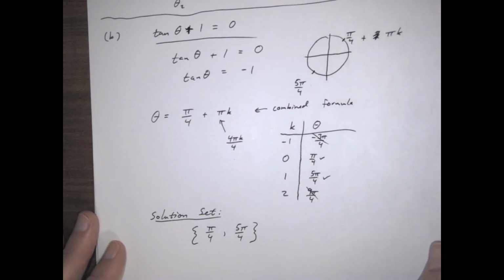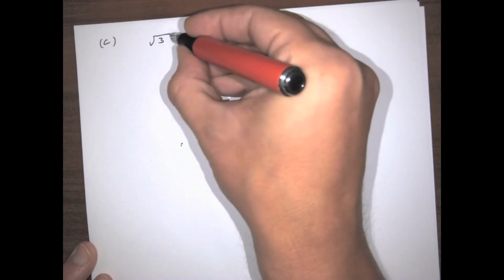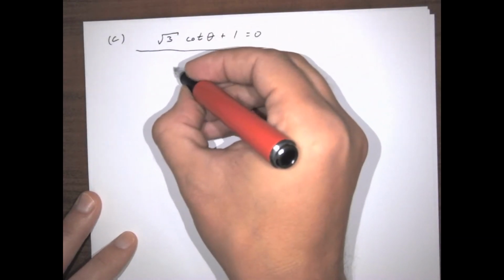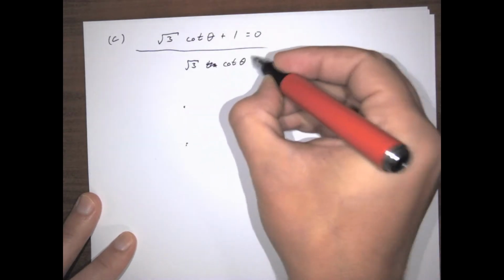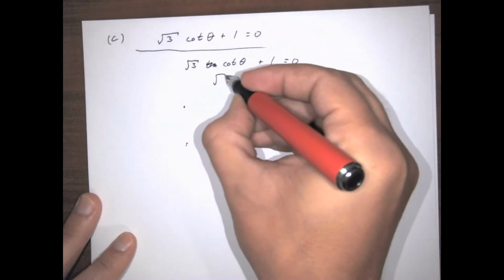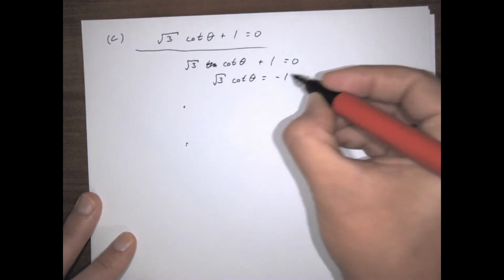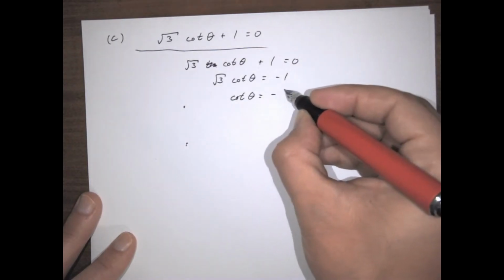So that's what we do if it's something like a tangent or a cotangent. Let's try another one. Let's try something like root 3 times cotangent theta plus 1 equals 0. So here we have once again something that we can just solve. So let's just see what that gives us. Cotangent theta plus 1 equals 0. Subtract 1 from both sides. That gives us root 3 cotangent theta equals negative 1. Divide both sides by root 3. That means cotangent theta is equal to negative 1 divided by root 3.